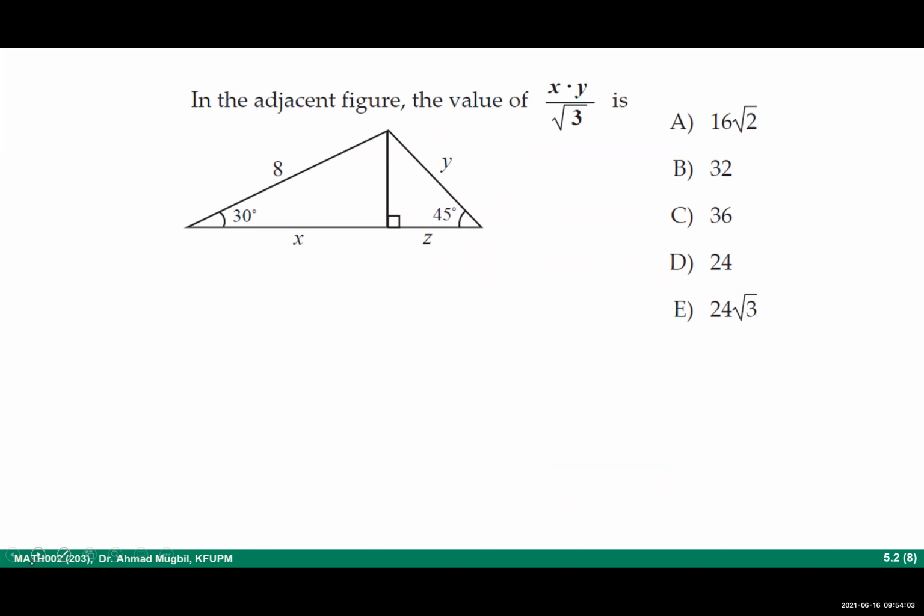Now I will give you, Shabab, like 2 to 3 minutes to solve this triangle. What you want to find here, you want to find x, y, and then divide them by square root of 3. Please take a pen and paper and start practice. Please, please, please, ya Shabab. I will launch also a poll for you to vote. If you have an answer, you can choose what is the right answer. Start practice, ya Shabab.